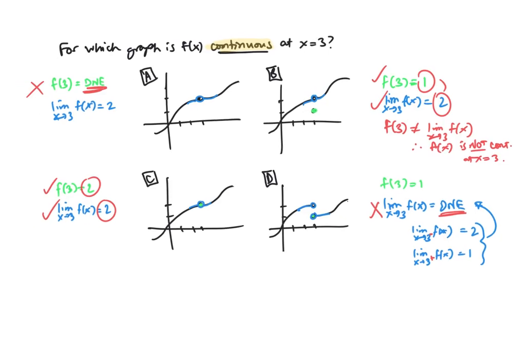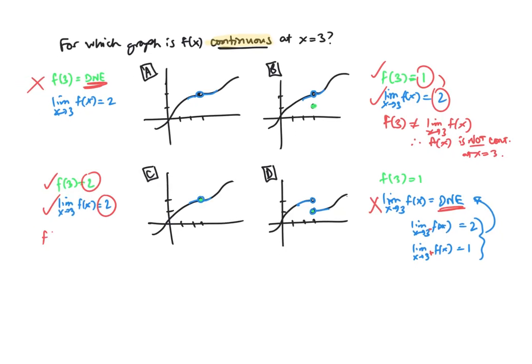At x equals 3 versus in C, we have f of 3 is equal to the limit as x approaches 3. Those are the same value, therefore, f of x is continuous at x equals 3.